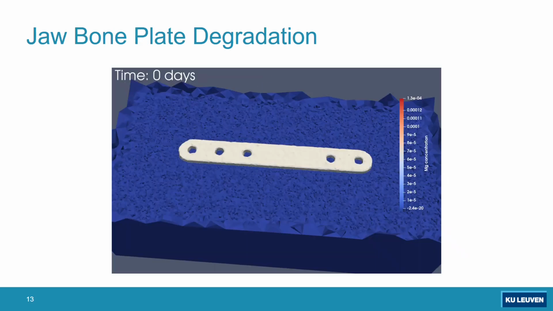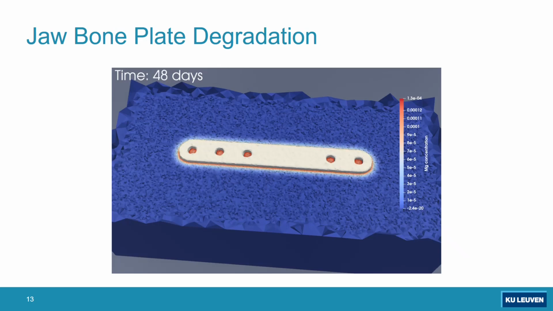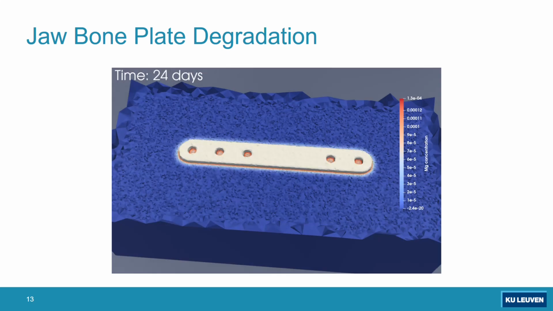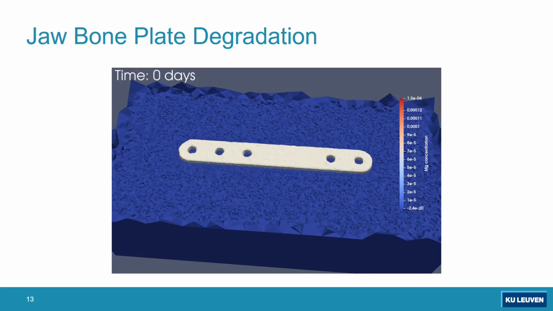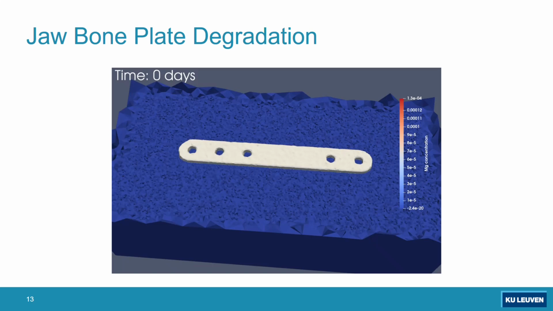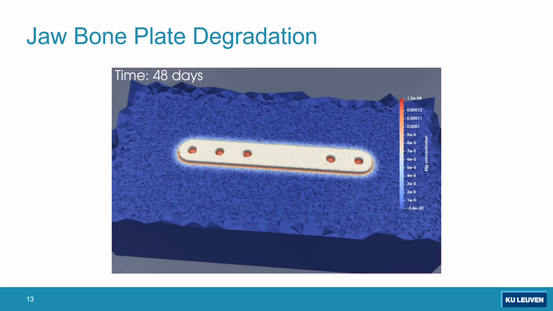And this is a jawbone plate, a mandible plate that is used for fractures on the face. These are new kinds of implants that degrade eventually, so there is no need to remove them after their work is done. This is a slow degradation over months, and we wanted to see the degradation because we wanted to couple this with a mechanical analysis to get the mechanical failure over time.